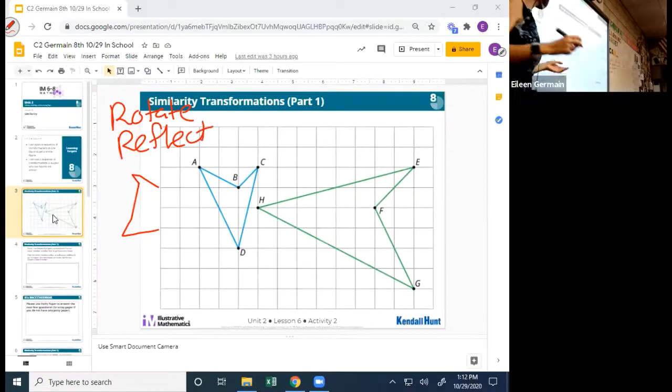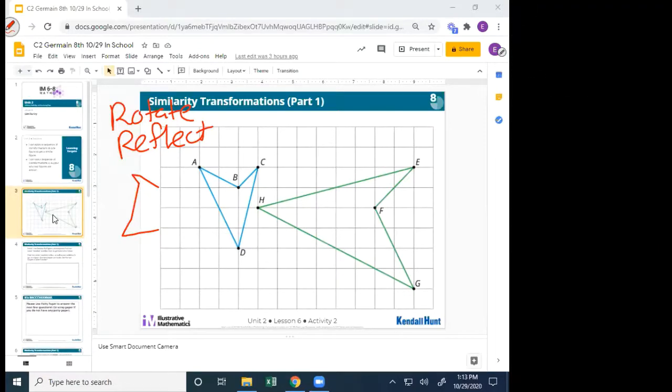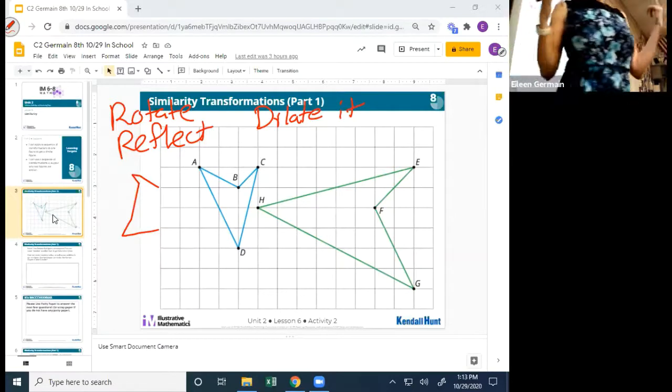And now we're missing that most important one. I went from blue to green. Translation. That's what I mean. When it gets bigger, what do we call that? What's that move called? A dilation. Very good. Nice job. We would have to dilate it, and by a scale factor that's going to be larger than 1.